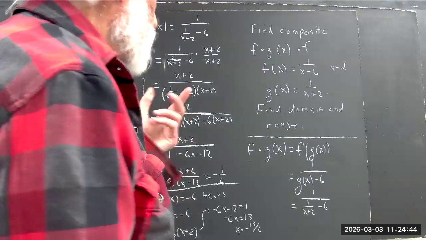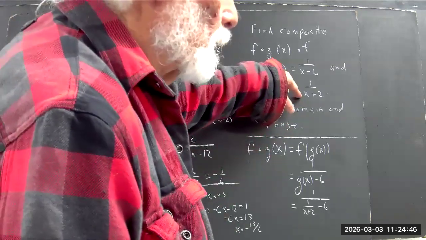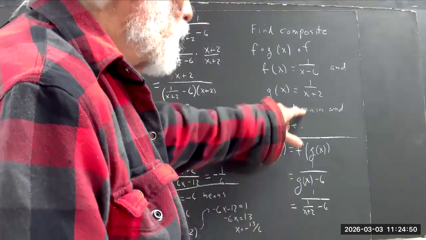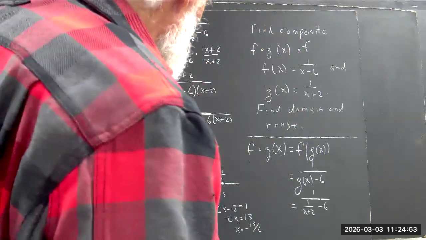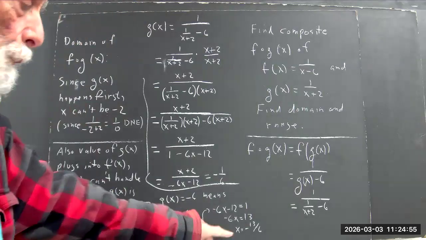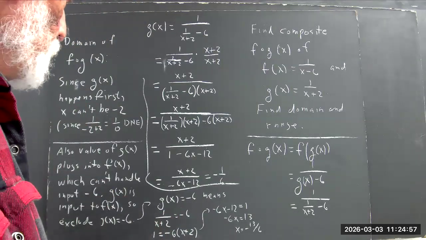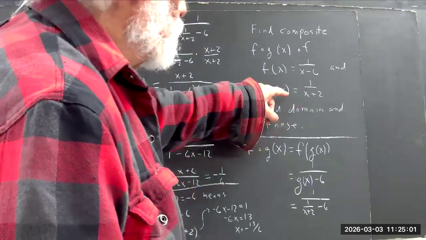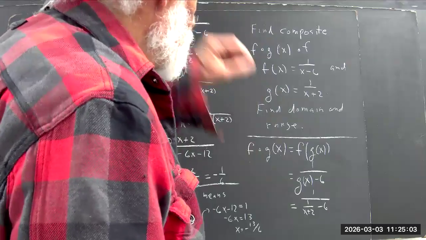Okay, we're going to have, yeah, that works. You have negative 13 over 6 plus 12 over 6 equals negative 1 over 6. That's in the denominator. The reciprocal's in the numerator. You should probably work that out. I'm not going to do it right now. So x equals negative 13 over 6 gives you g of x equals negative 6.